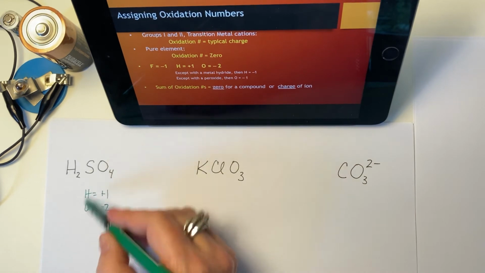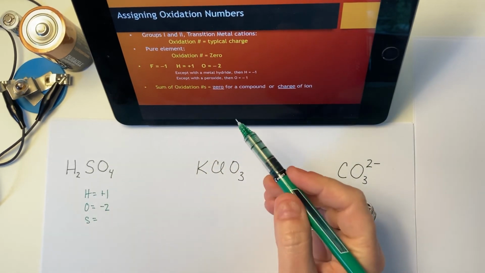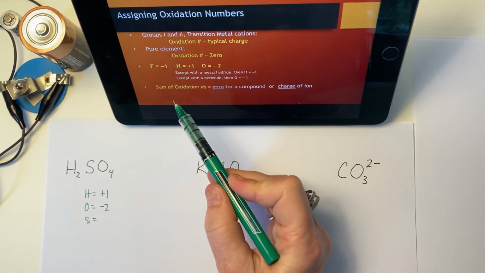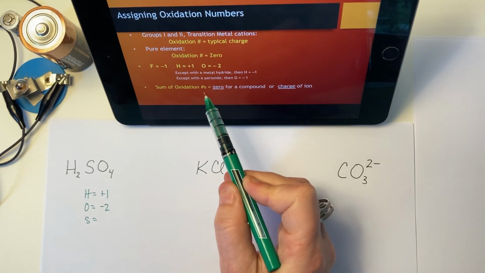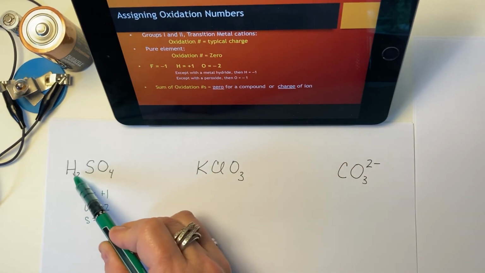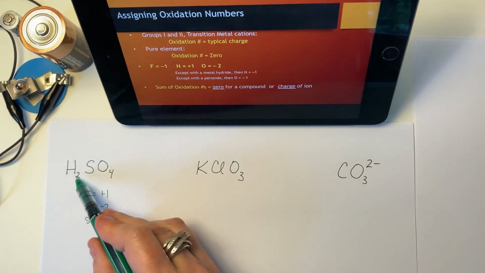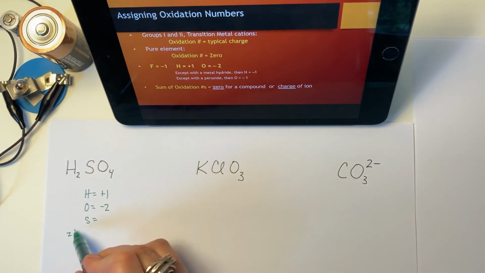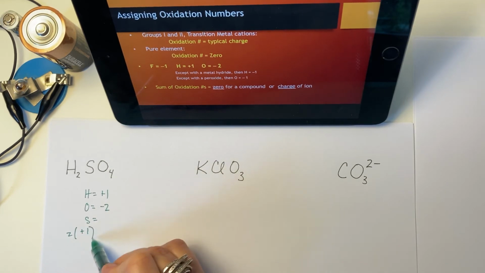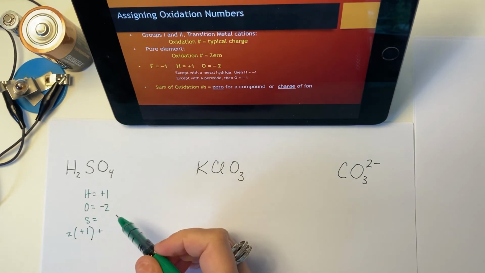Okay, I got another element here, sulfur. But there's no sulfur here. Oh, but I'm going to use this rule. The sum of the oxidation numbers, that's for each element in this compound, has to add up to 0. So let's see, a hydrogen is +1, but I have 2 of them. 2 of these +1s, I'm going to sum it.